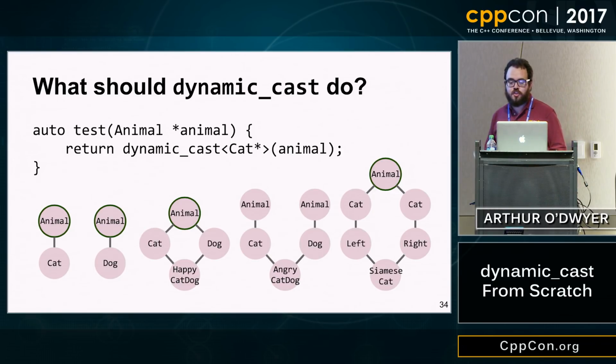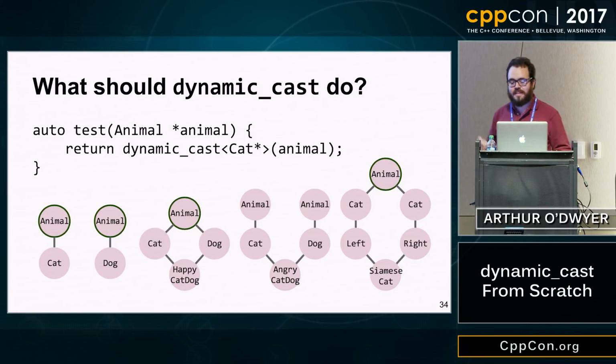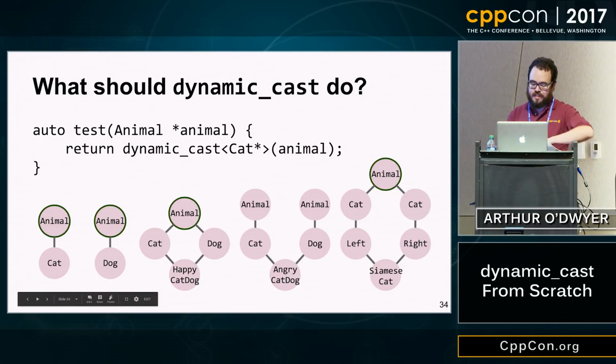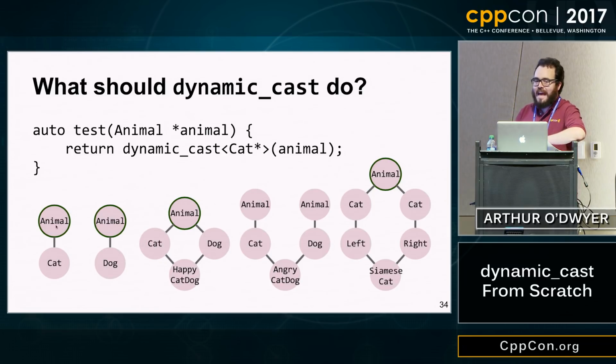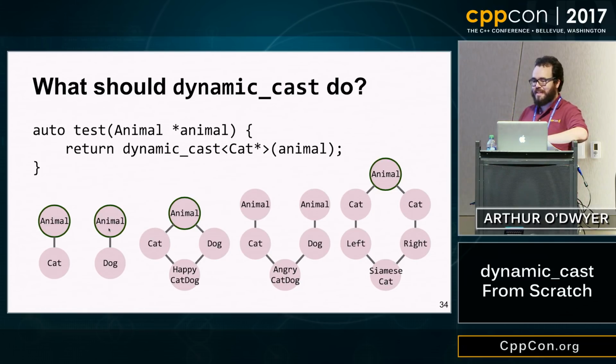So what should dynamic cast do? Let's say I have this little function test, and all it does is take a pointer to an animal, and it says, I would like that cat, please. So I'm at the pet shop here, and I point to this animal, and I say, I would like this cat, please. And the pet store owner says, okay, here, have this cat. Easy, because this cat is this animal.